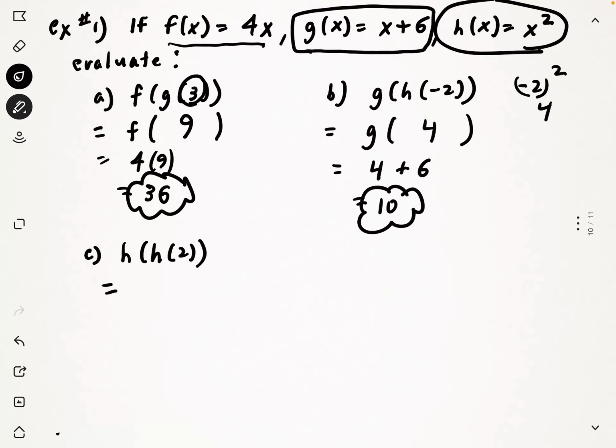And then, of course, you can have functions inside themselves. So h of h of 2, that's really h of 4. I take the h function and I put in 2 for x, 2 squared is 4. Now I'm going to the same h function, but I'm putting in 4 for x instead. 4 squared, or 4 times 4, is 16. So we get numerical solutions for all of those questions.